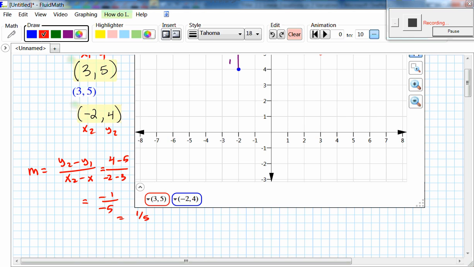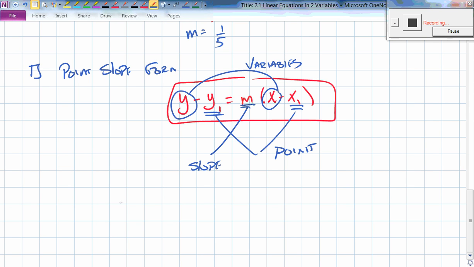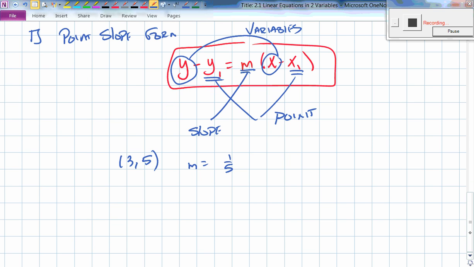So let's go back here, and we'll do it. I have the point 3, 5, and I have a slope that's equal to positive 1/5. So let's go ahead and create the equation from that. I'm going to use point slope form: y minus y1 equals m times x minus x1.